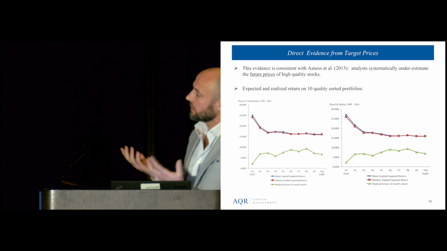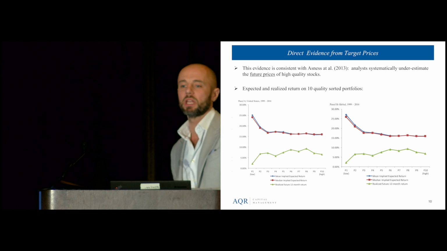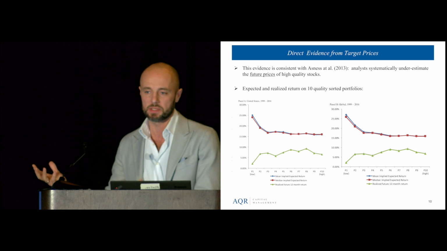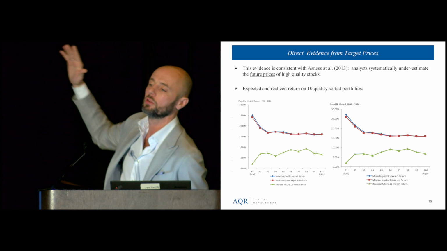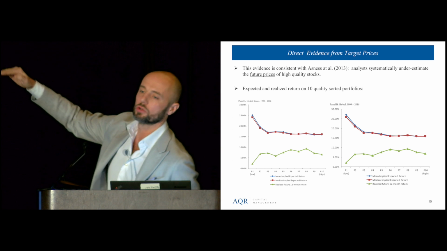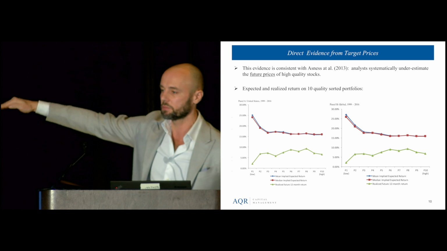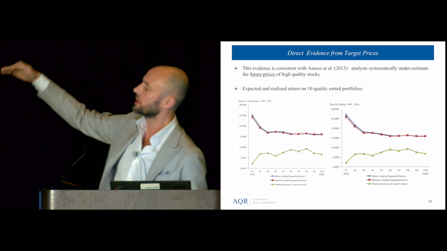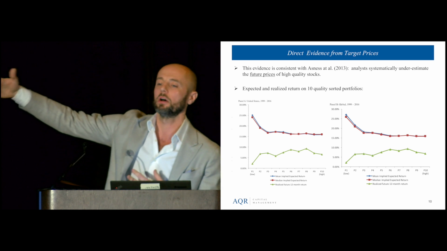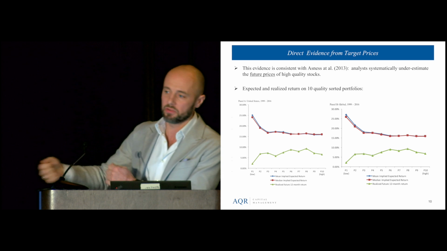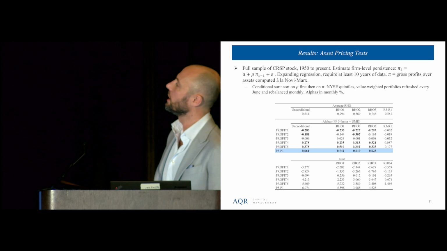Is that surprising? Well, this evidence is consistent with evidence by Asness and Frazzini et al. We looked at the same evidence, but instead of looking at earnings, we look at target prices. And this picture shows you essentially the same evidence. Those are quality-sorted portfolios from junk stocks on the left to high-quality stocks on the right. The top line shows you the expected return from target prices. The bottom shows you the actual realized return. So you can see that the expected return, again, is always higher than the realized, but then you can see that the pattern goes the other way. Analysts systematically underestimate future prices of high-quality stocks. You link prices to profits, so it's the same thing: underestimate future profits. So this is the good news. So far, so good. Now let me give you the bad news.